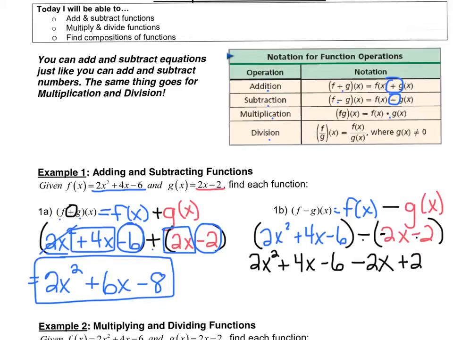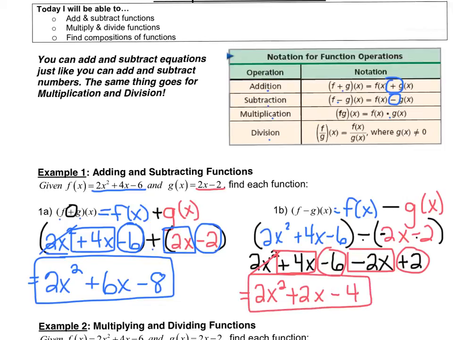Now we can go through and combine like terms. So I don't have any other x squareds. I have 4 x's, and I'm going to put that with the negative 2x. So 4x minus 2x is positive 2 x's. Last, I'll have the -6 plus 2, which will be -4. And that's the final answer.